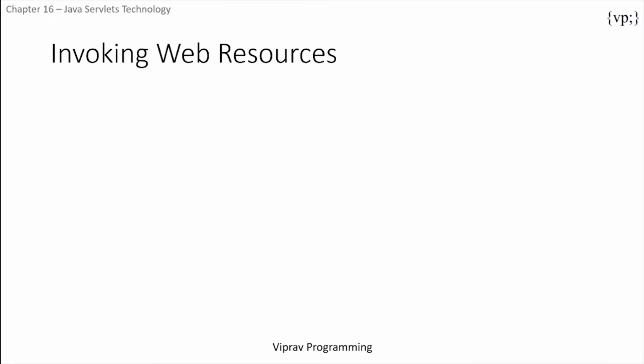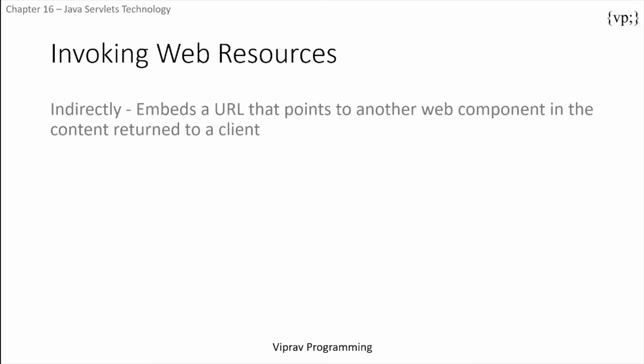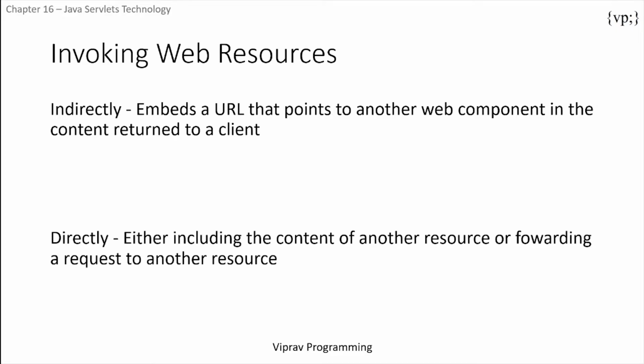And now let's go to invoking web resources. Web components can invoke other web resources either directly or indirectly. Indirectly means embedding a URL that points to another web component in the content returned to a client. And directly is either including the content of another resource or forwarding a request to another resource.